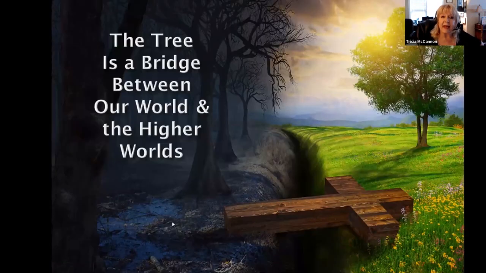So the tree acts as a bridge between our world and the higher worlds. And of course, this image is the cross, but the cross, of course, was a symbol of the tree of life, which most of us don't know. I mean, if you ask most Christians why they're wearing a cross, they'll say, oh, it's because Jesus was killed on a cross. That's their understanding. But actually, the cross predates Jesus by thousands of years.